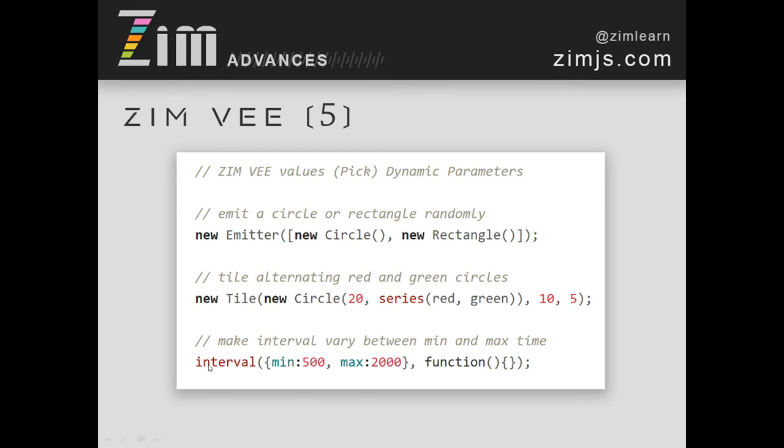Here's another example of an interval where we're passing in a ZIM VEE value of an object literal that has a min and a max. This will run the interval at a minimum of 500 and a maximum of 2000, so in between there sometime. So each time the interval runs, it's at a different time. This is so handy. This allows us to drop flowers and collect them, but drop flowers randomly rather than always at 1 second, 1 second, 1 second, 1 second. So the ZIM VEE value is very, very handy throughout, including styles, as we're going to see.